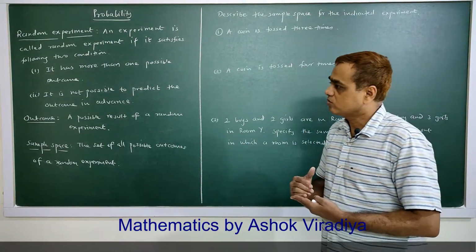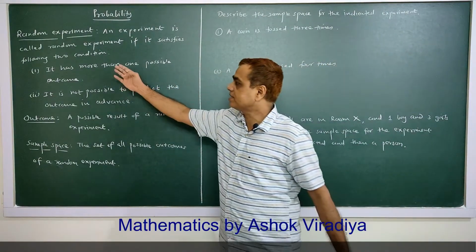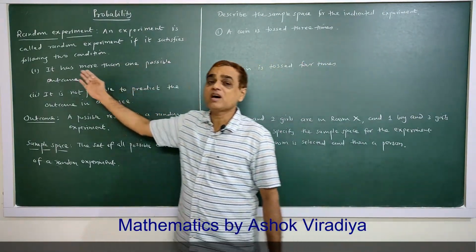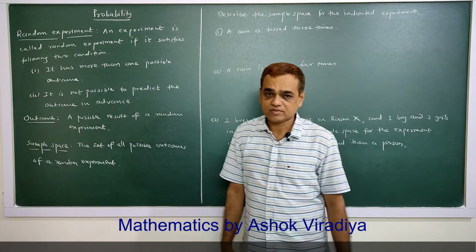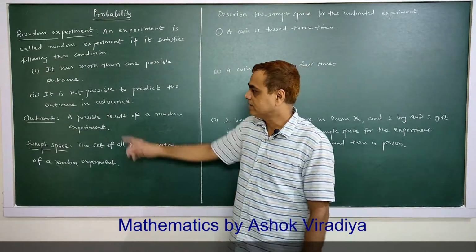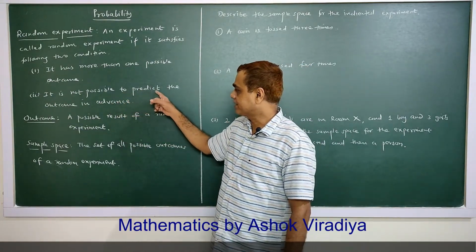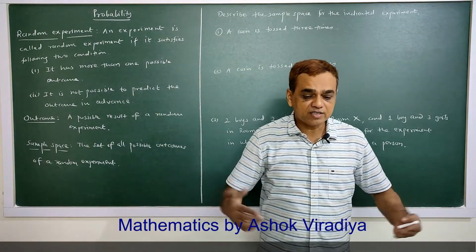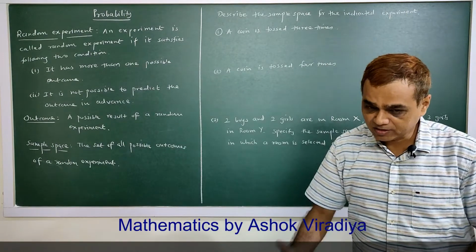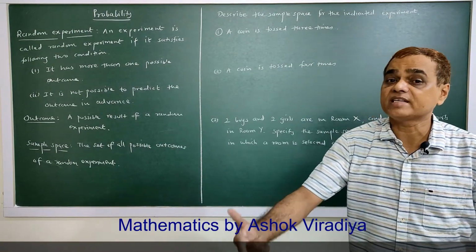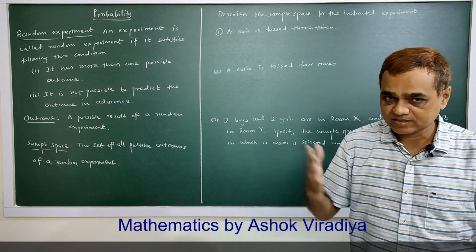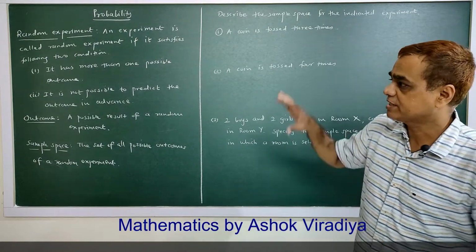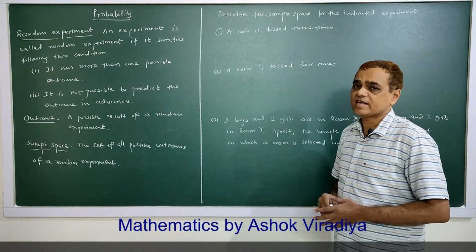So it has more than one possible outcome. The second condition is that it is not possible to predict the outcome in advance. We can't say exactly which will come before performing the experiment. Such experiments are random experiments.